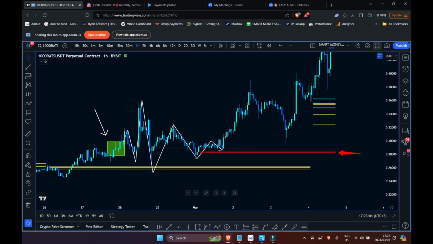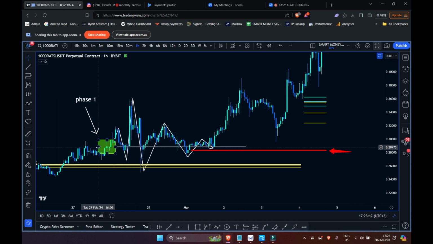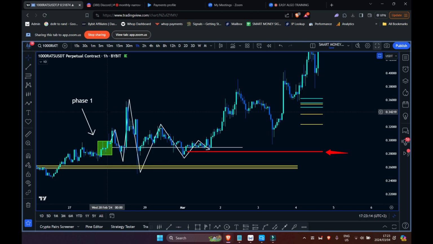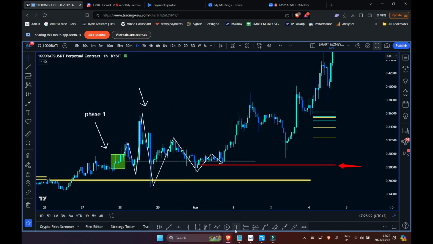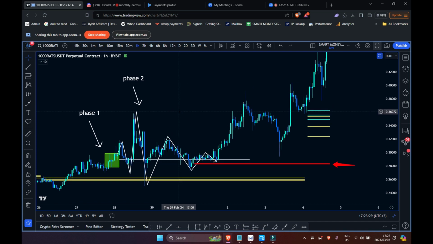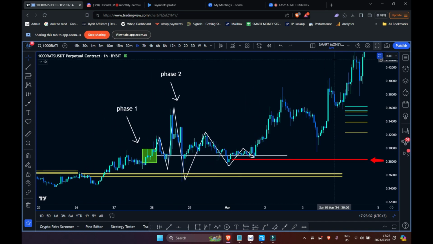So we've got phase 1 over here, the contraction phase. This is letting us know price is going into contraction, and it's also an incoming volatility indicator, so it lets us know what is going to happen next. And what is going to happen next is phase 2, the expansion phase. Then the biggest question everyone asked me was, how do you know when the third phase is going to start? When does this third phase start?